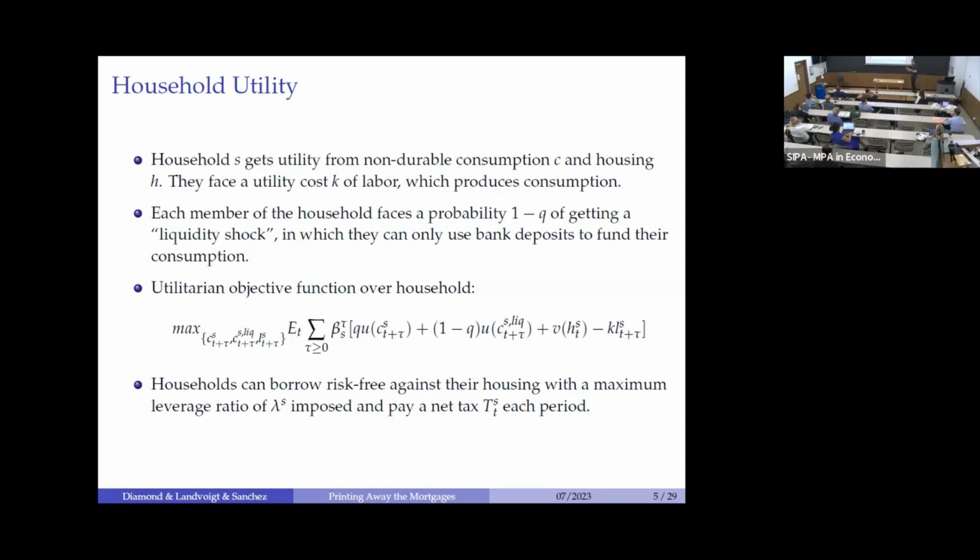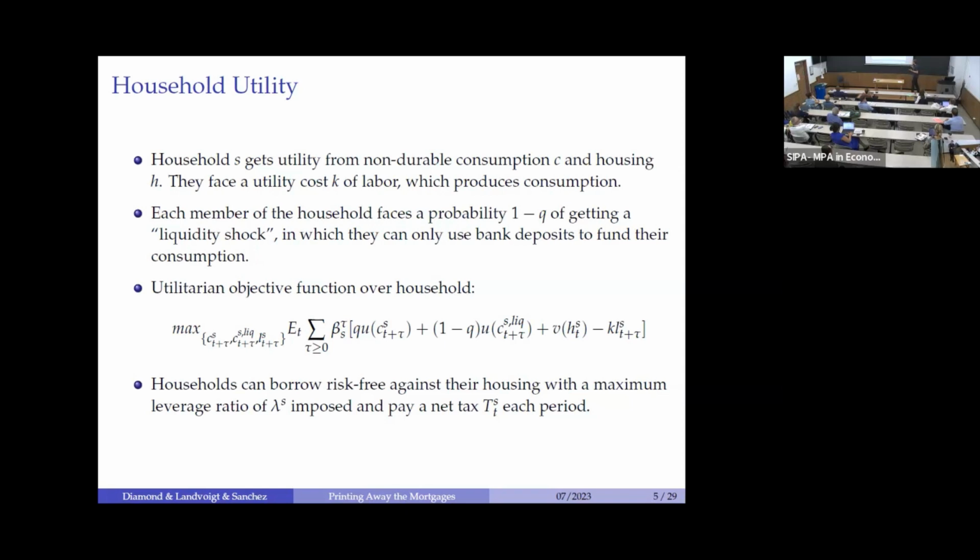Then for tractability, we're going to aggregate our households into families that have sort of a utilitarian welfare function. So these liquidity shocks aren't persistent. Otherwise, you get into this HANK literature with gigantic state spaces. We don't want to go there, but we do want these effects to exist economically, and this is a way to do that.